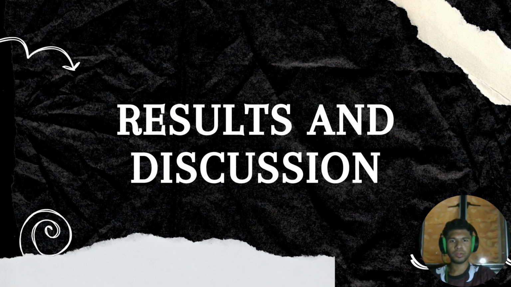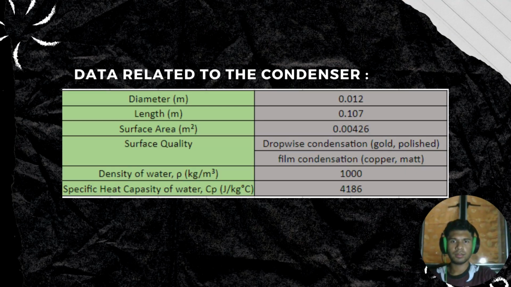So, we continue with the result and discussion. This is all the data related to the condenser, which is diameter, length, surface area, surface quality, density of water, and specific heat capacity of water.